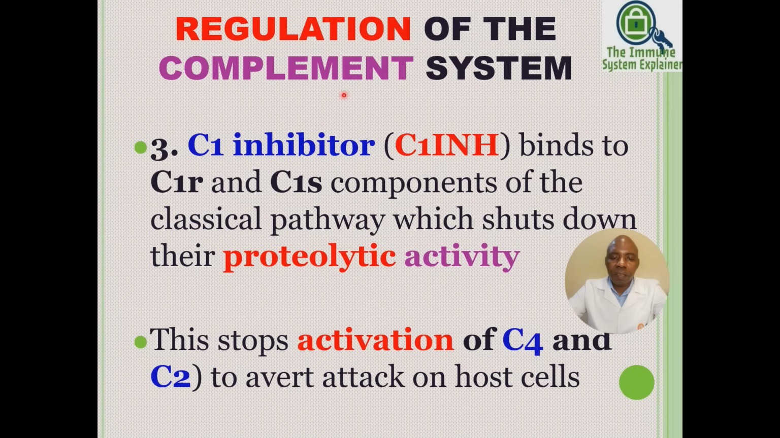The other point of regulation, ladies and gentlemen, is C1 inhibitor, C1INH, which binds to the C1r and C1s components of the classical pathway, and this shuts down the proteolytic activity. This stops the activation of C4 and C2, and that as well means we're not going to have assembly of the C3 convertase of the classical pathway.